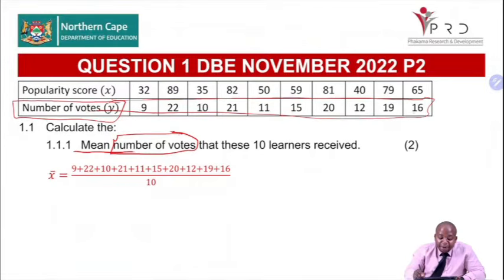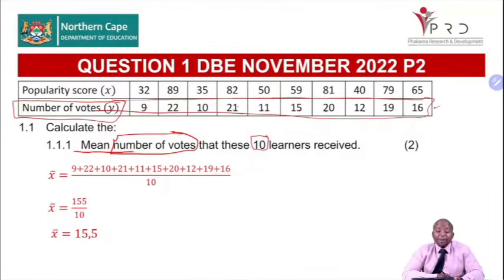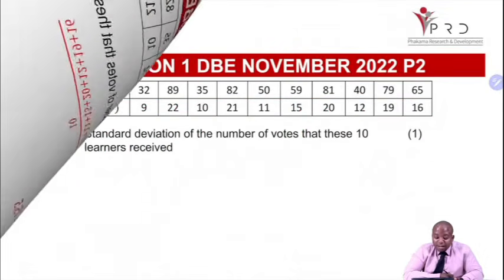So to find the mean for the number of votes, which is Y alone, we're going to say 9 plus 22 plus 10 plus 21 plus 11 plus 15 plus 20 plus 12 plus 19 plus 16 divided by the total number of those learners. There were 10, so we divide by 10, and our mean is going to be 155 over 10. Then our mean is 15,5. Let's look at 1.1.2.